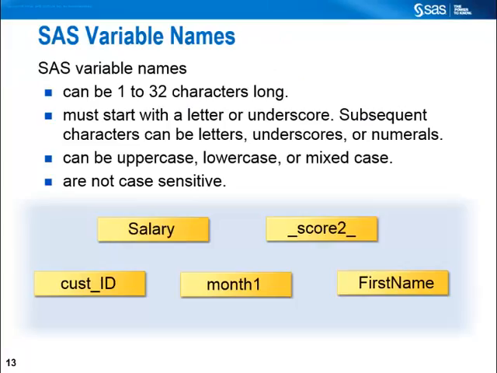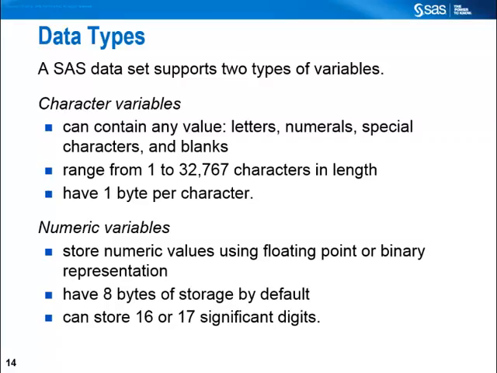SAS variable names. SAS variable names can be 1 to 32 characters long. They must start with a letter or underscore. Subsequent characters can be letters, underscores, or numerals. They can be upper, lower, or mixed case, and they are not case sensitive. Examples are salary_score2, customer_ID, month1, and FirstName where F and N are in caps. These are the examples. Then data types.